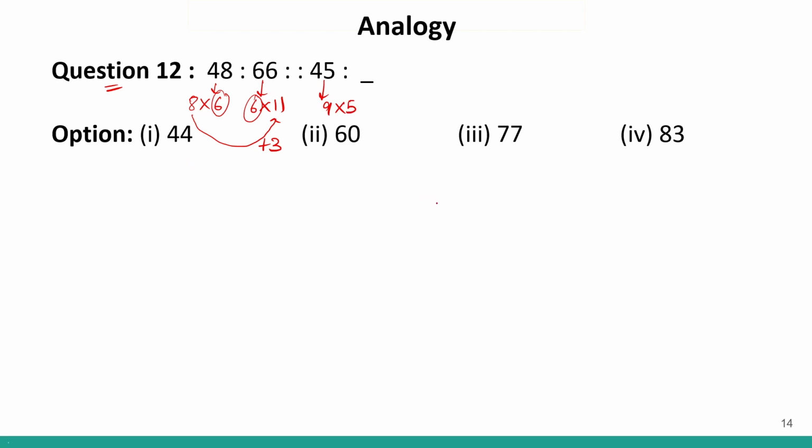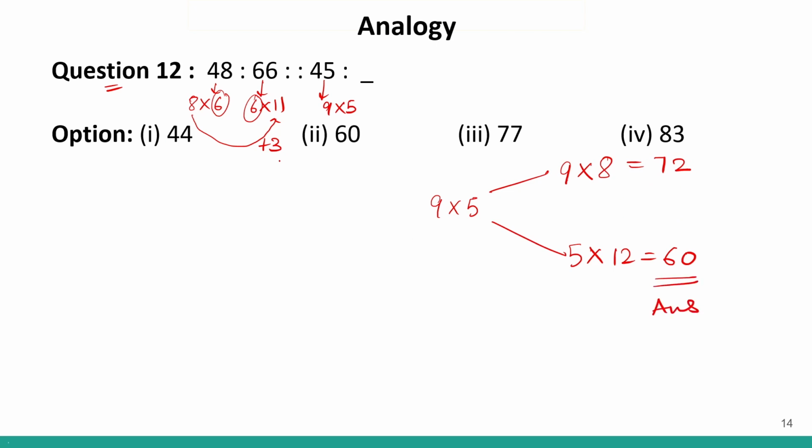So now we have two cases. First case is we take 9 to be common. So 9 into, we will move 3 positions ahead. So 9 into 8. Second is we take 5 common. So 5 into 9 plus 3, that is 12. So this will be 60. And this will be 72. So in the options, we have 60. So this will be the answer, which is option number 2. Okay? Option number 2 will be the correct answer to this question. Clear?